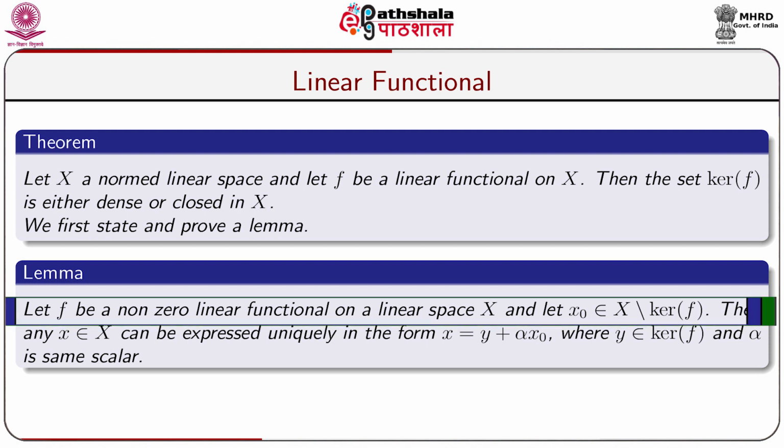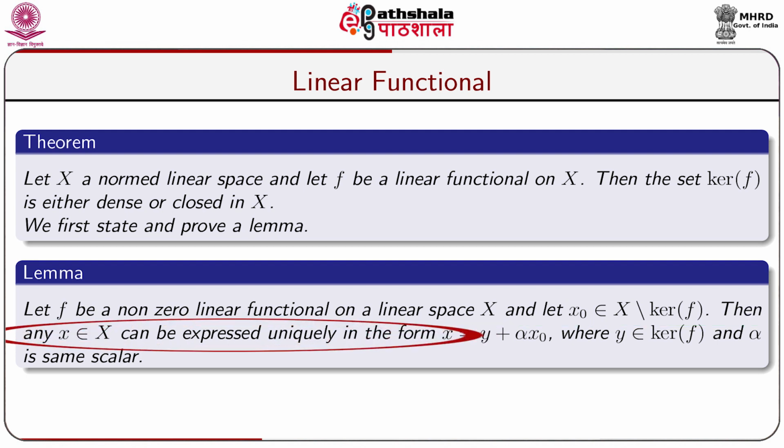Let f be a non-zero linear functional on a linear space X and let x0 belonging to X minus kernel of f. Then any x belonging to X can be expressed uniquely in the form x equal to y plus alpha x naught, where y is taken in the set kernel of f and alpha is some scalar.